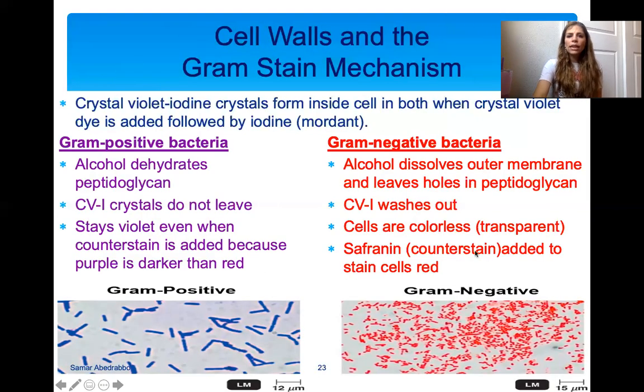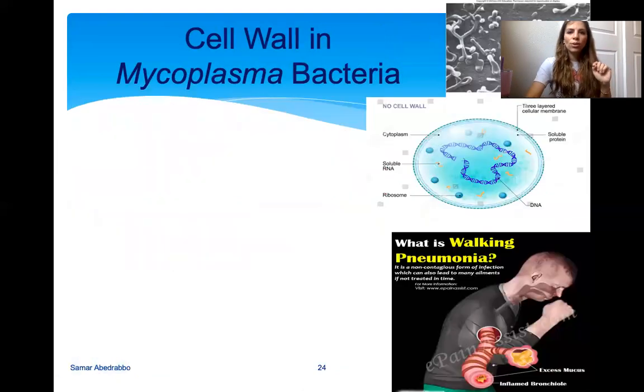So these were gram-positive and gram-negative bacteria. The take-home message I want everyone to know is gram-positive bacteria have thick peptidoglycan and they stain purple. Gram-negative bacteria have thin peptidoglycan, an outer membrane, and they stain red. So these are the main differences between the two.